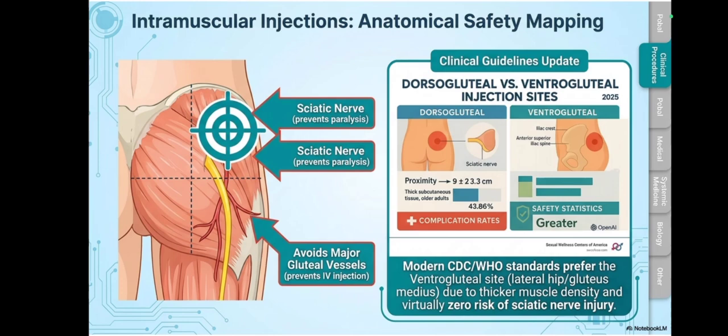You can see in the diagram the gluteus muscle is hypothetically demarcated and marked into 4 quadrants.